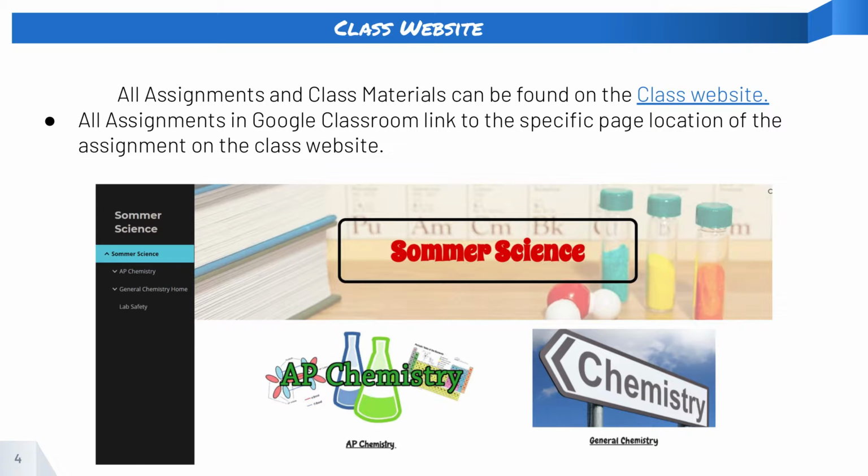Nearly all assignments and class materials will be found on the class website. The class website is linked in every Google Classroom assignment, in which students need to navigate there in order to access the assignments.